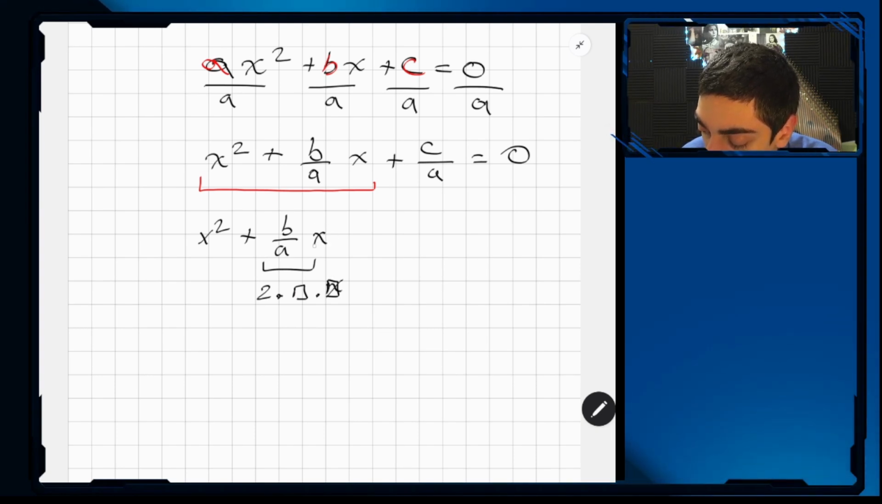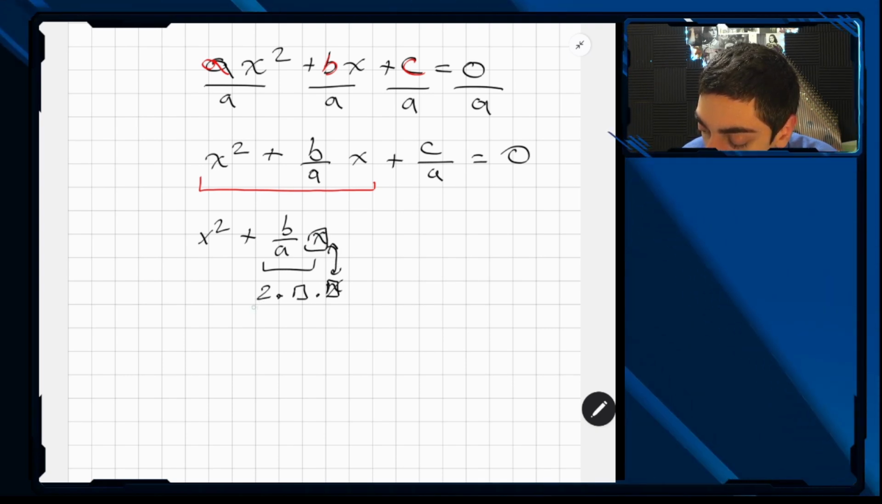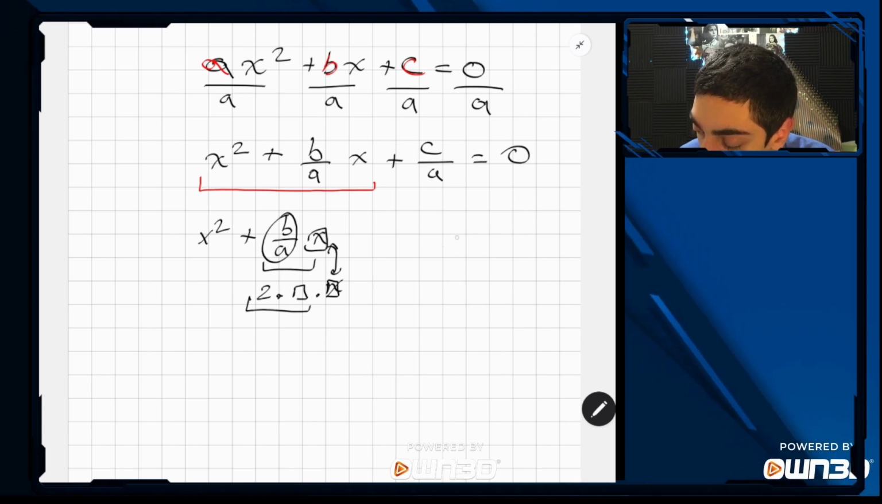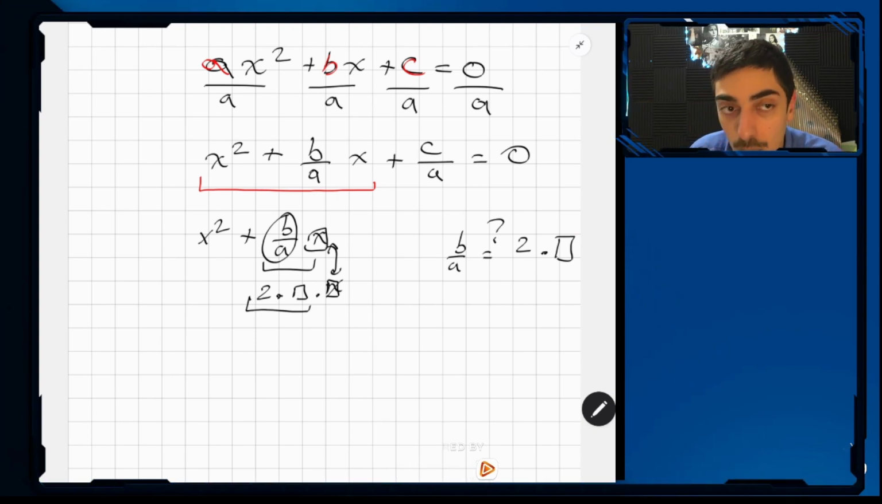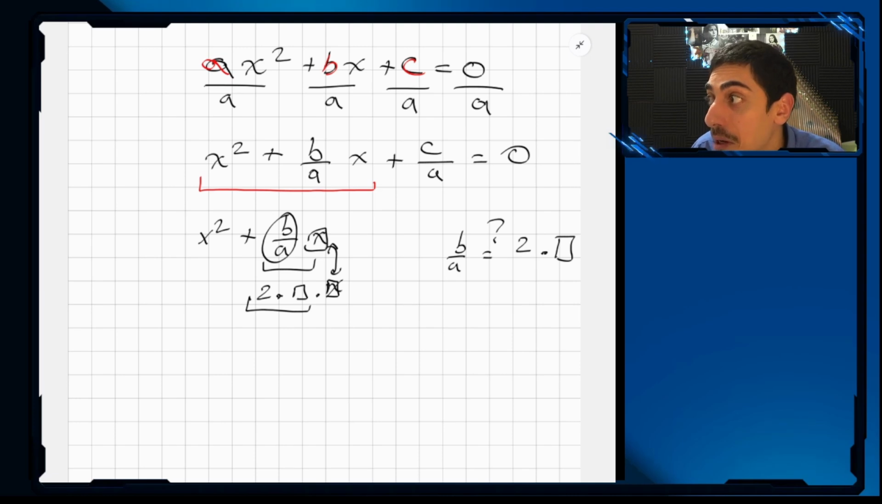So this x is this x. And we are stuck with 2 times something and then b over a. Can b over a be written as 2 times something? Is the question. And we don't know, because b over a, I don't know b, I don't know a.